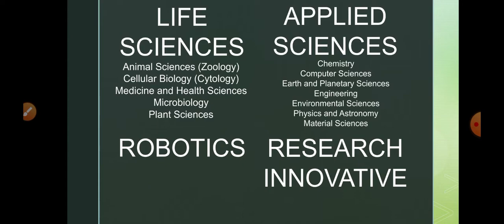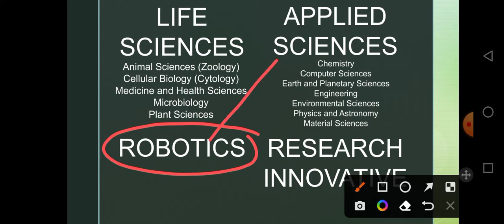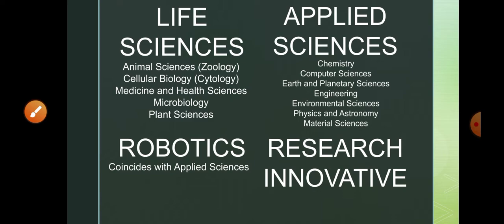Okay? For robotics, actually, robotics, class, coincides with applied sciences. However, the difference is that in robotics, you must have a main output that is actually a robot. Okay, and this robot will serve as the product of your study, and it will encompass the topics under computer programming. So that is the subcategory for robotics.